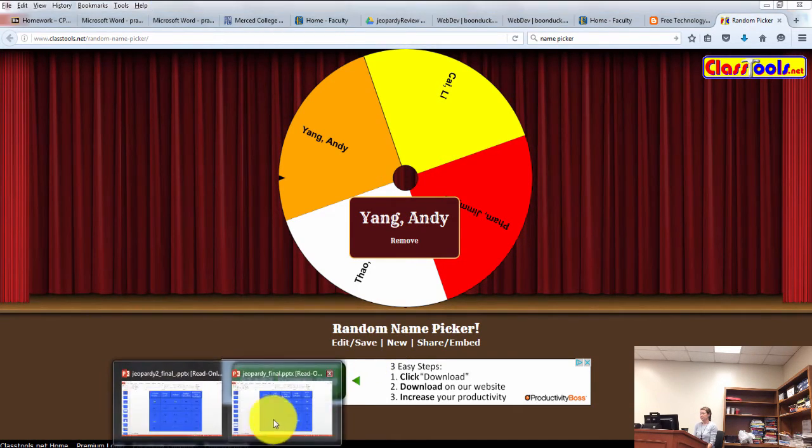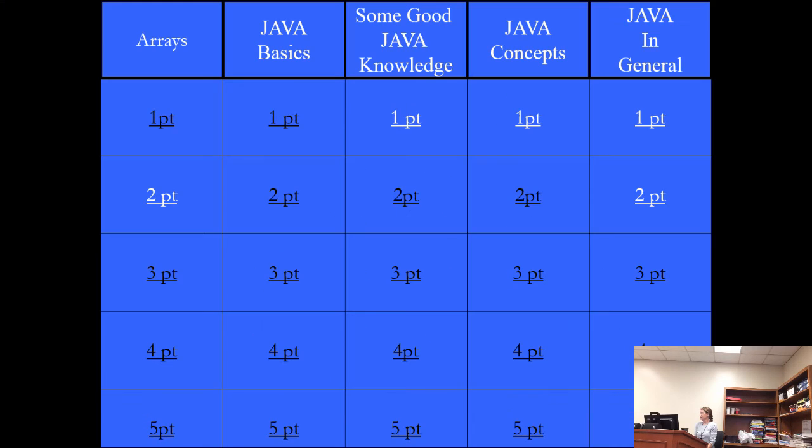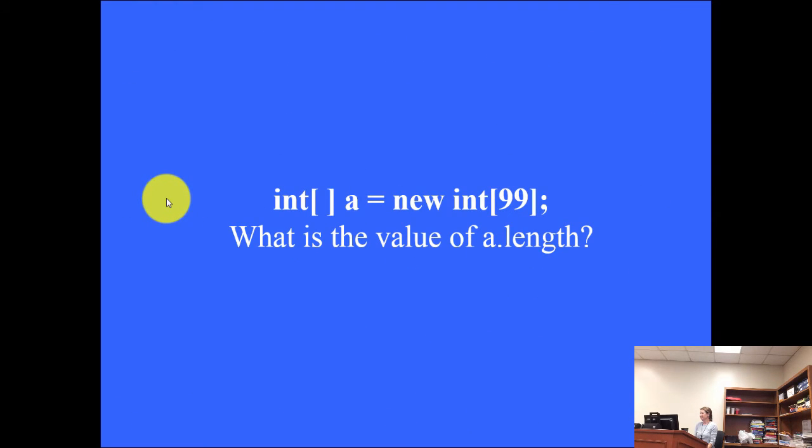Okay, cool. What is the value of A dot length? No. What is it, class? It is 99. Remember, index 0 to 98, length 99. Okay. Length is its size. It's how many variables it has.